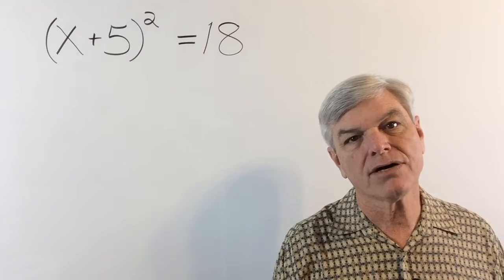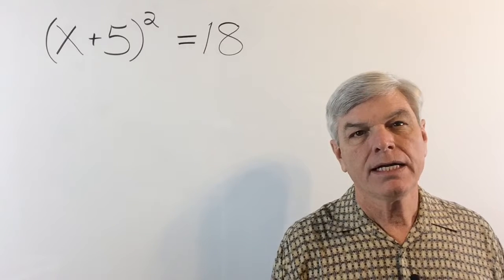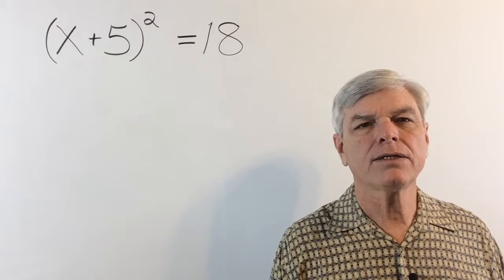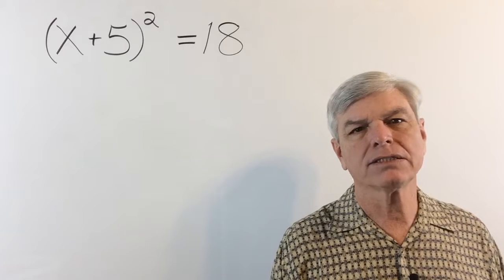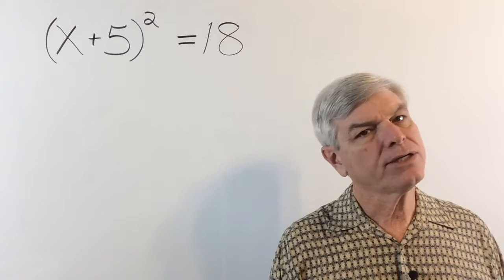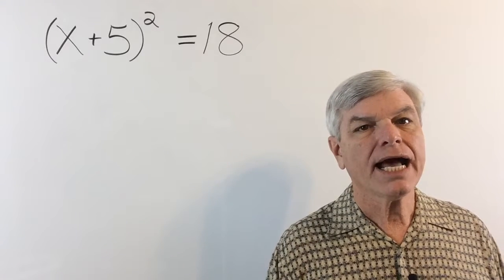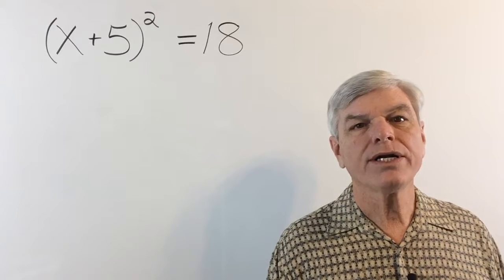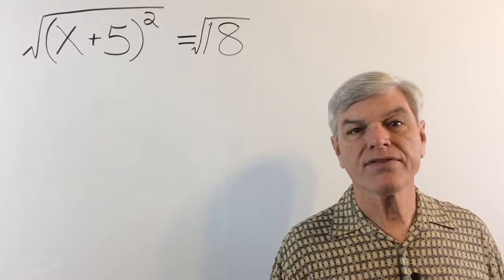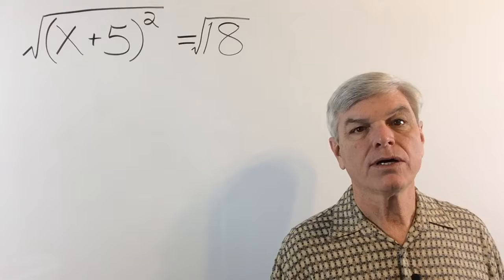Today we're going to learn how to solve quadratic equations by completing the square. Last time we had roots, we had radicals, and we learned how to get rid of radicals by squaring them. And today we're going to do just the opposite. We have a square, and how do we get rid of that square? We're going to use a radical. So we had a parenthesis that was squared, and to get rid of that square we're going to root it.